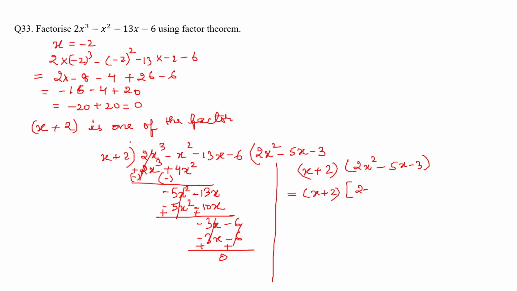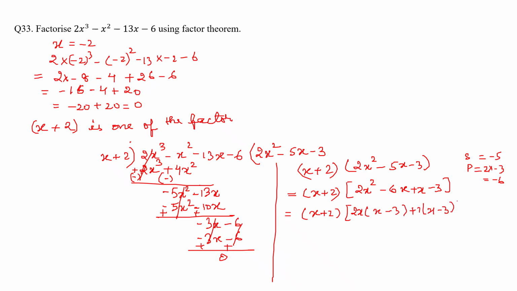Now 2x square minus 6x plus x minus 3. See here, the sum was minus 5 and the product was 2 into minus 3, which is minus 6. So I have split it as minus 6x plus x. Now after that, take 2x common. So it will be x minus 3 plus 1, x minus 3. Okay. So your other factors will be x plus 2, x minus 3 and 2x plus 1. So this is the required factorization.